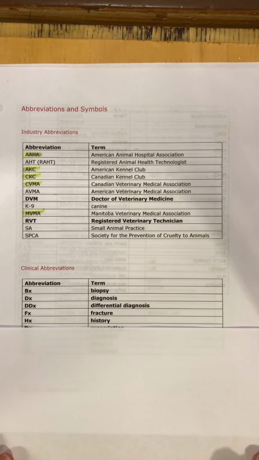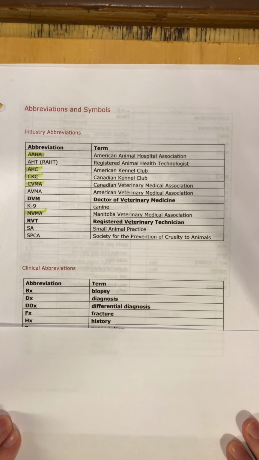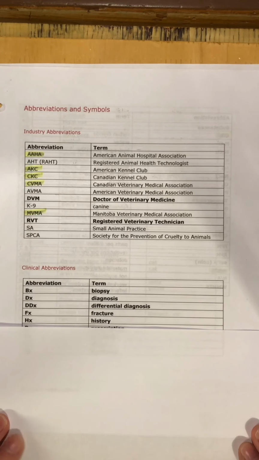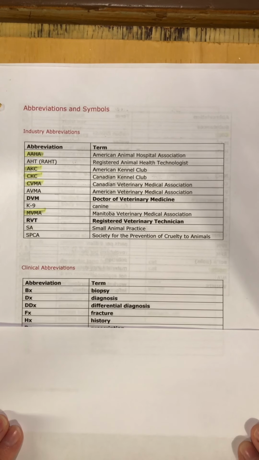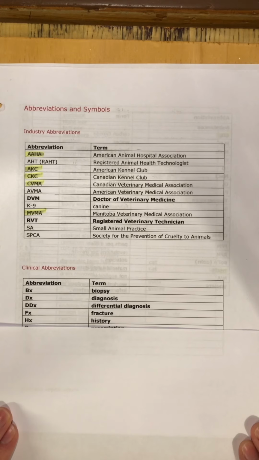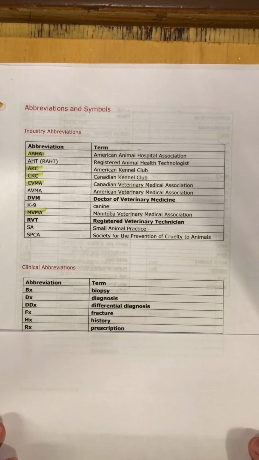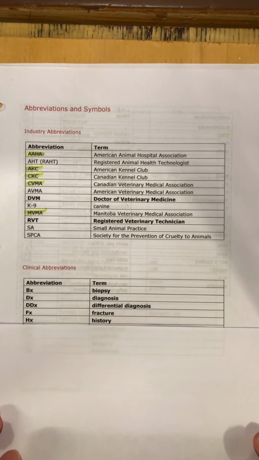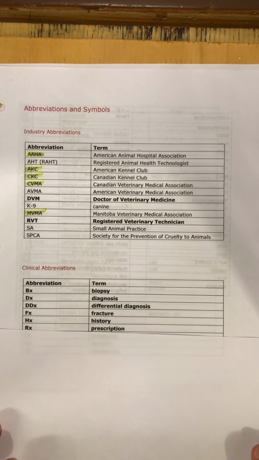HX is history. So the history is like the background information about the animal and its illness. So the history is usually things that the owner can tell us. So they've been vomiting for 3 days. It came out of nowhere. They've been fine up until then. We did do some traveling. Those kind of things are history. I changed the food recently. Those are all history things. In office procedures, we talk more about how to take a history.